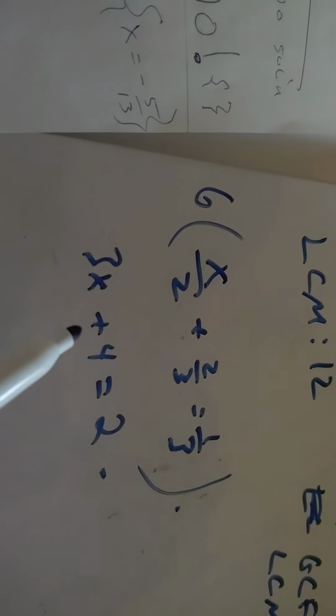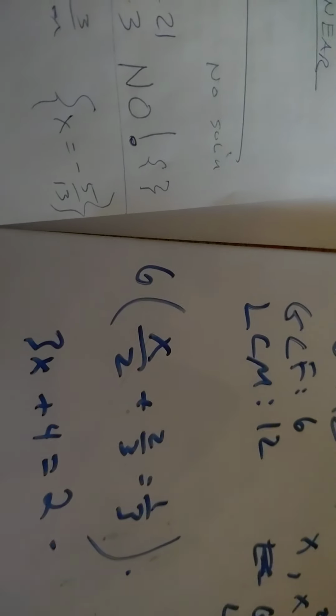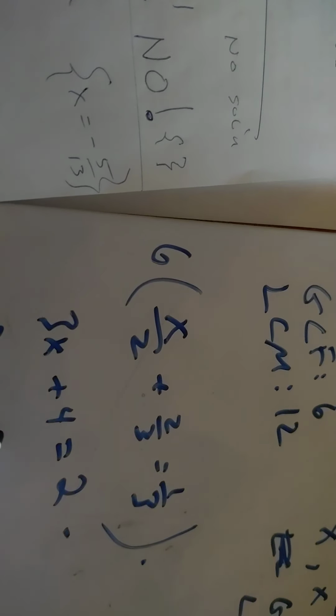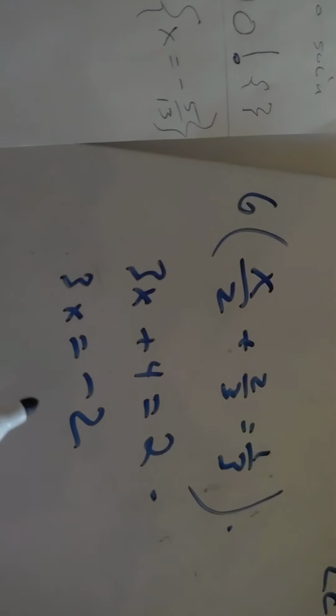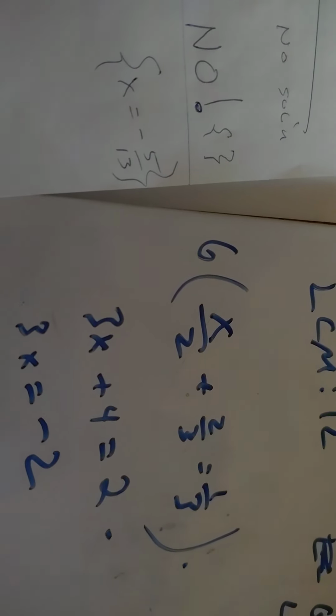Okay, next, let's subtract 4 from both sides. We want to solve for x, so we want to isolate the x term. So subtracting 4 from both sides, we get 3x equals -2. And then divide both sides by 3, and we get x equals -2/3. And that is the answer right there for that linear equation. Let's do one more of these.